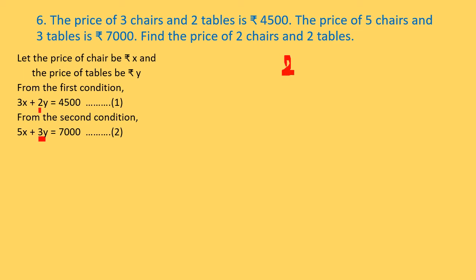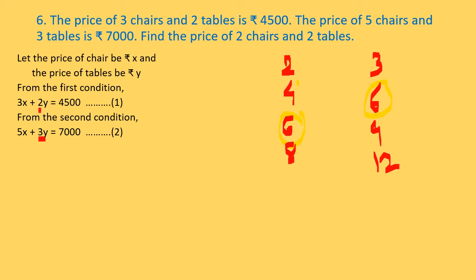So let me write down 2's table. 2 ones are 2, 2 twos are 4, 2 threes are 6, 2 fours are 8. Also let me write down 3's table. 3 ones are 3, 3 twos are 6, 3 threes are 9, 3 fours are 12. Do I get any number which is common to both? I get a number 6 which is common to both, right?